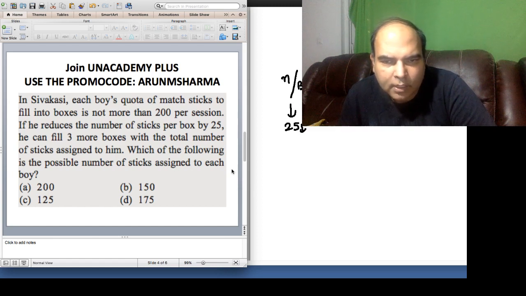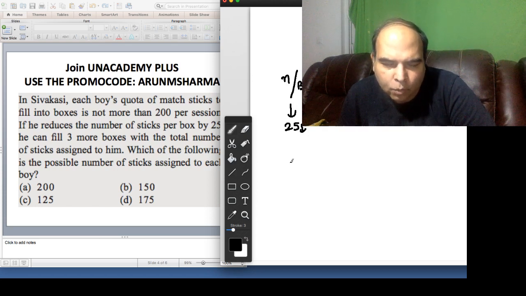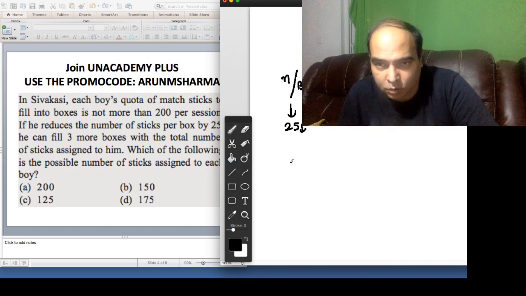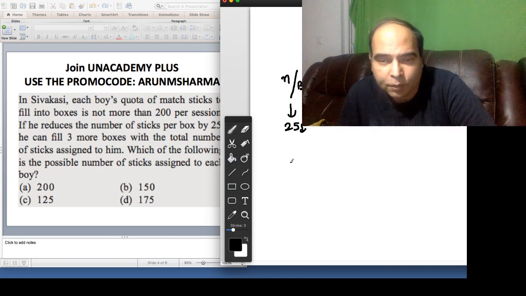Now this question is a classic question. If you go numerically on this, x into y or n into x, whatever you use for the variables, you're going to get stuck badly in this question, because you're going to keep getting sucked into a lot of algebraic writing and equations. Whereas numerically, all you have to do is, suppose you pick up an option like 200. I'm picking up a wrong option to show you how you think in this.